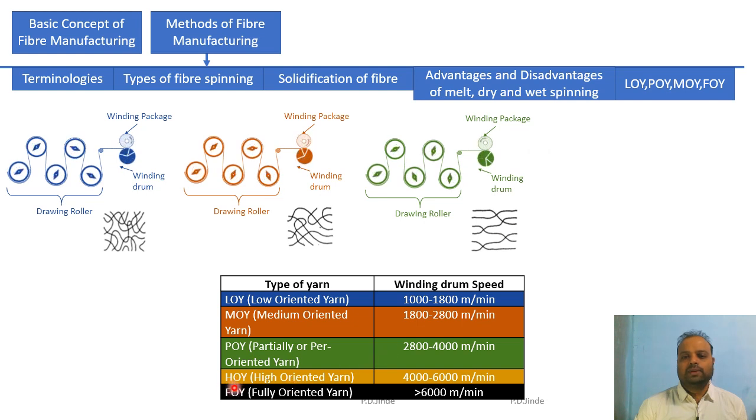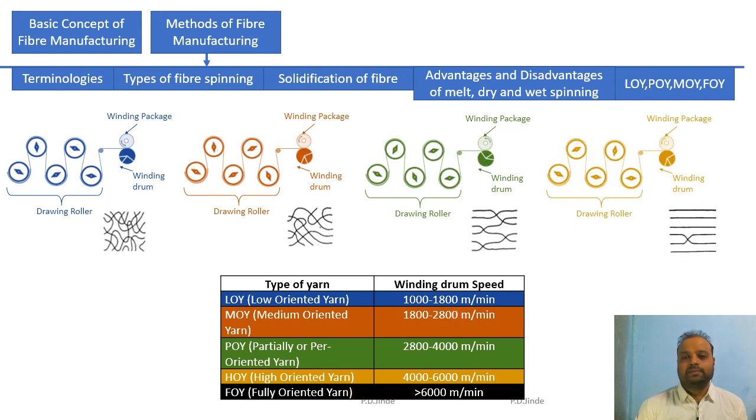The next type of yarn is HOY, named as high oriented yarn. Now in our case, when we increase the winding speed further, to between 4800 and 6000 meters per minute, you can see the winding speed has increased relative to POY, MOY and LOY. You can easily see the winding speed has increased. Similarly, the drawing speed also increases.